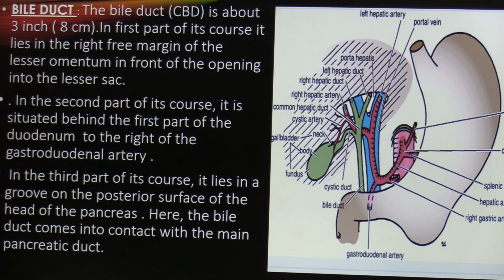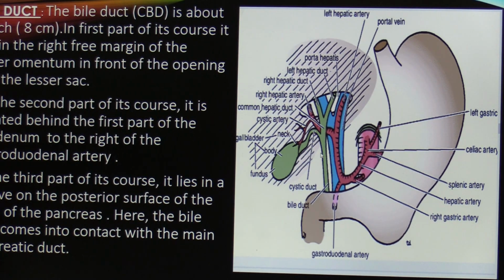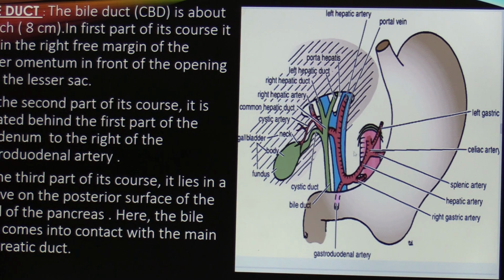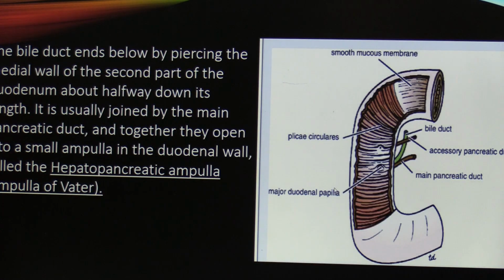It is about 8 centimeters long, and in the first part of its course it lies in the right free margin of the lesser omentum in front of the opening of the lesser sac, which you can very well appreciate in this diagram. In the second part of its course it is situated behind the first part of the duodenum, and in its third part it lies in the groove on the posterior surface of the head of the pancreas, which you can see here. Here the bile duct comes into contact with the main pancreatic duct.